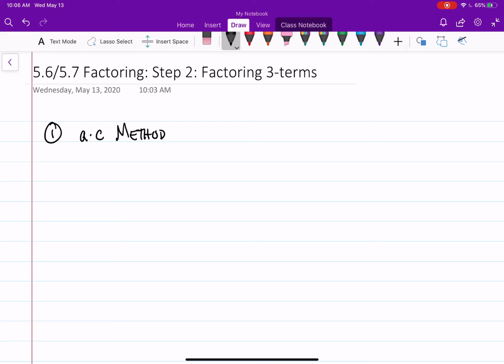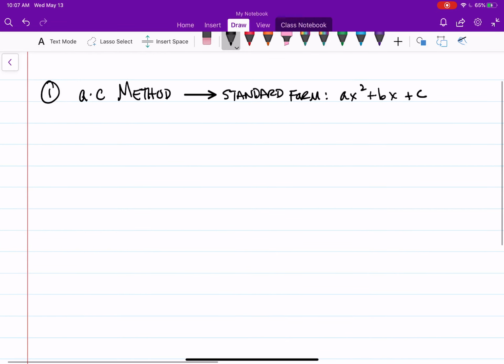With the AC method, you're really dealing with the standard form. So let's talk about that. The standard form for a trinomial is ax squared plus bx plus c. The a is the coefficient of x squared, b is the coefficient of x, and c is the number that stands alone. And it's always powers from greatest to least. With that being said, we're now going to talk about the AC method.